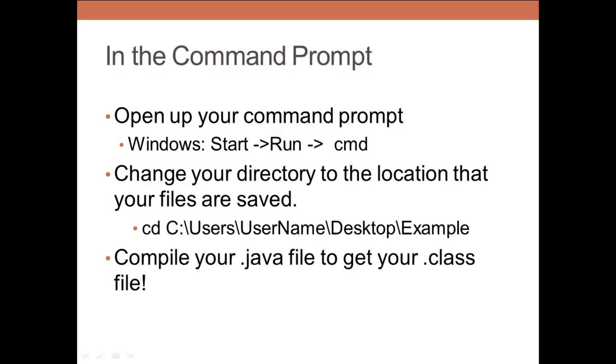Next, we'll need to open up the command prompt. In Windows, go to Start, Run, and enter CMD. Once in the command terminal, change your directory to the location where your files are saved. You do this using the cd command. Then compile your .java file to get your .class file.